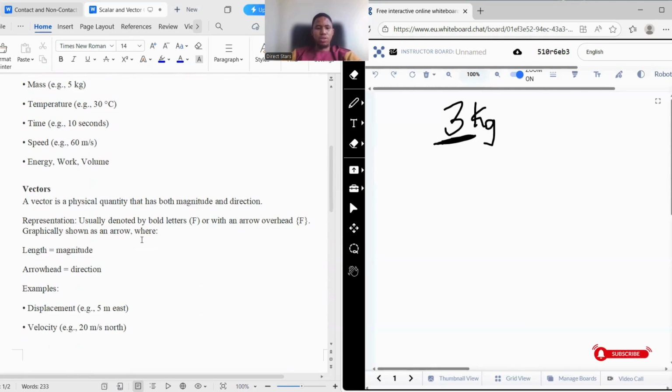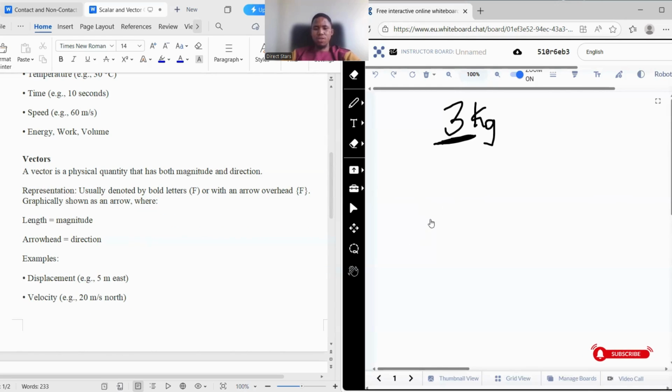Now we go to vector quantities. A vector is a physical quantity that has both magnitude and direction. When we say both magnitude and direction, it means it shows the amount of matter and also shows the location of that matter in a geographical area. That is a vector quantity. A vector quantity usually uses a direction which shows an arrow.